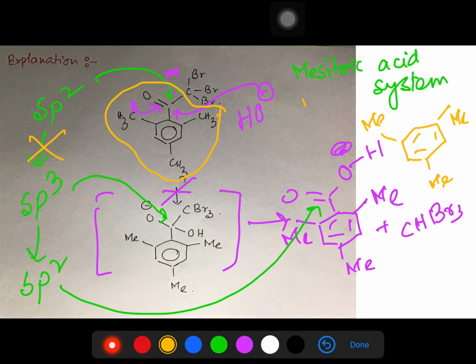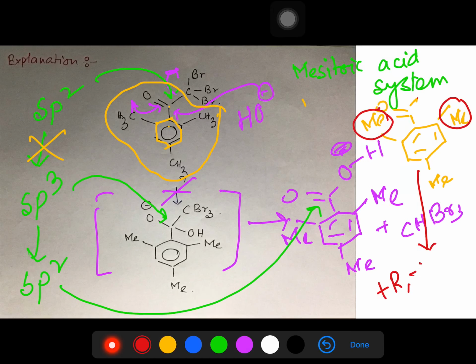Now question, what happens in this case? See, this cannot remain in the plane of this benzene nucleus. Why? Let me draw it here. Because there are two methyl groups, this and this. Because of severe repulsion between this oxygen and this group, they cannot remain in plane with this phenyl group. We know that the phenyl group has two types of effect: one is plus R effect and another is minus I effect, because it is an sp2 carbon, you may consider it like that.